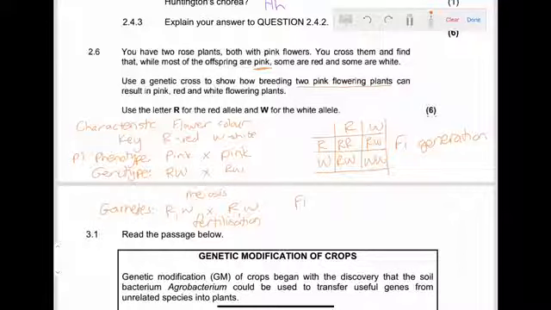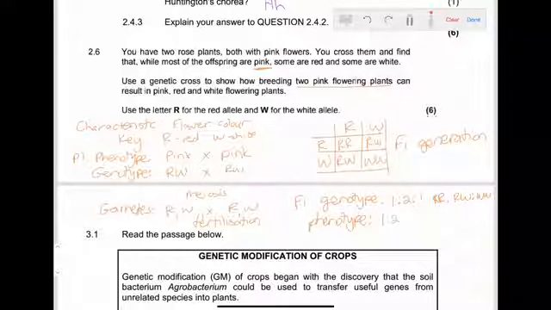F1 genotype: we have a 1 to 2 to 1, RR to RW to WW. And the phenotype will be 1 to 2 to 1, because remember, the heterozygous condition in this case is not going to display the dominant characteristic. And so that is red to pink to white.